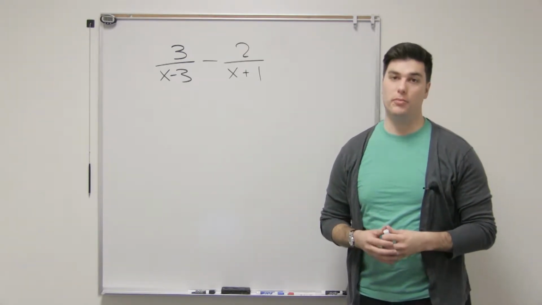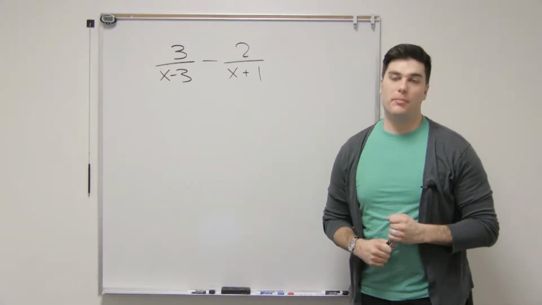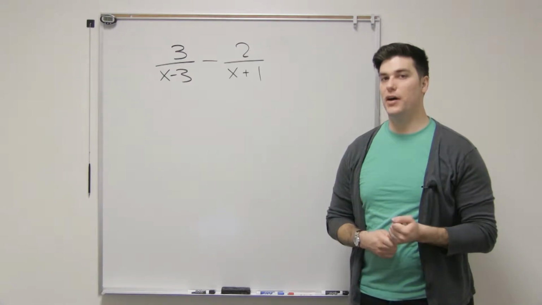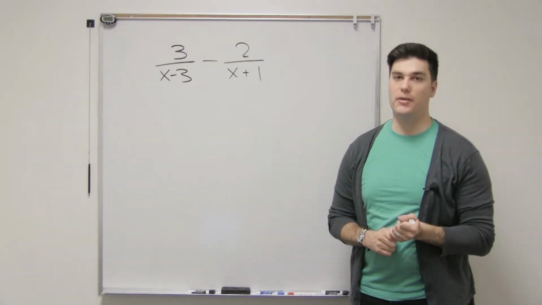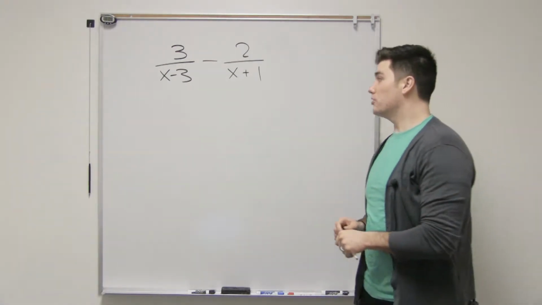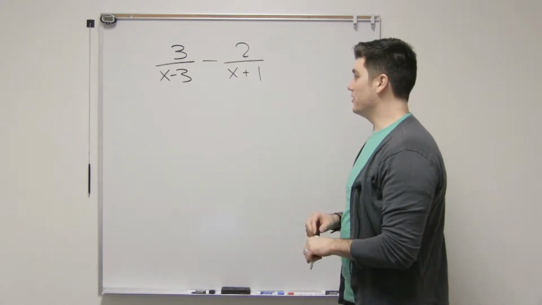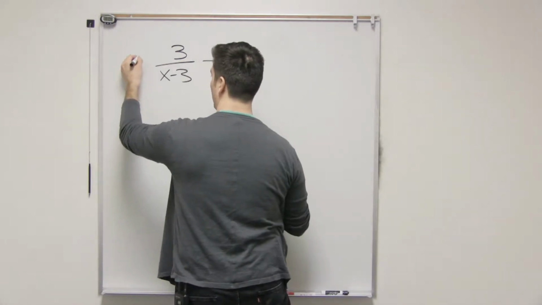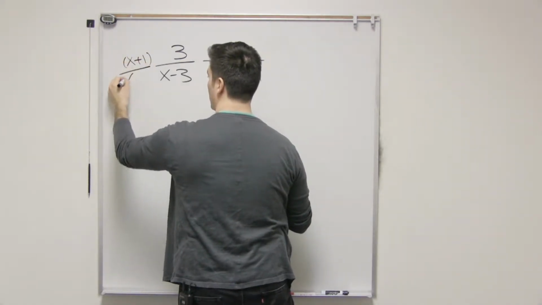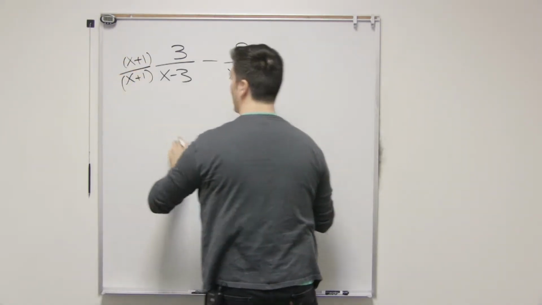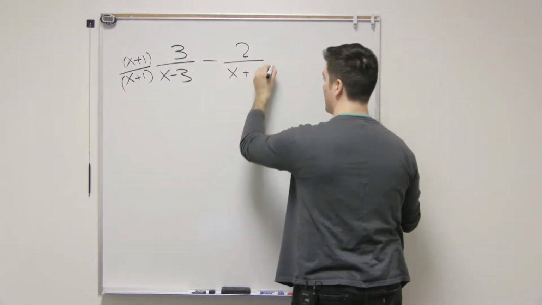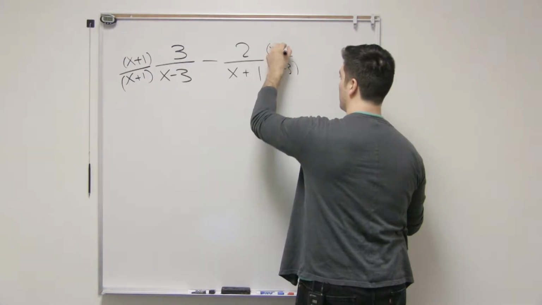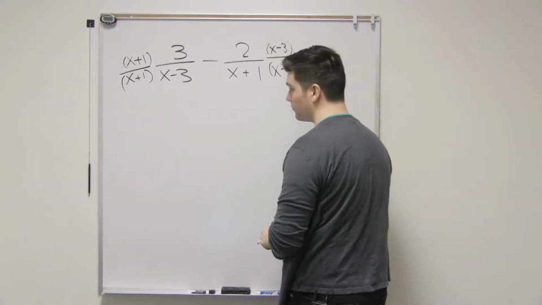Before we go on to partial fraction decomposition, let's have a quick reminder about how we would combine two fractions with uncommon denominators. So say we wanted to carry out this subtraction. We would take this denominator, x plus 1, and multiply it on top and bottom by the first fraction, and then we would take this denominator, x minus 3, and multiply it top and bottom by that fraction.